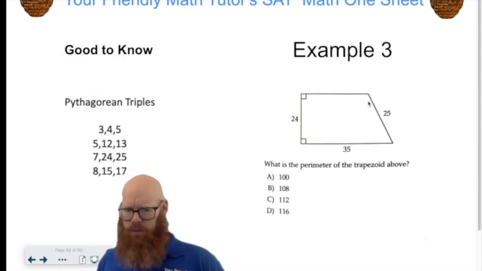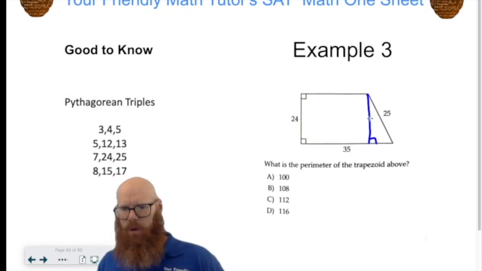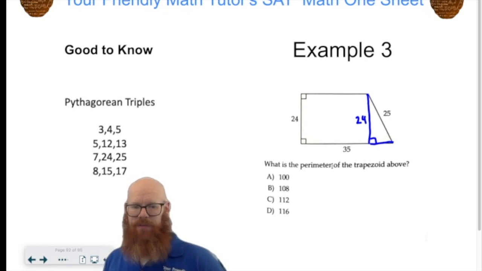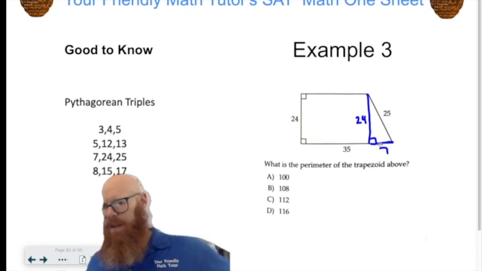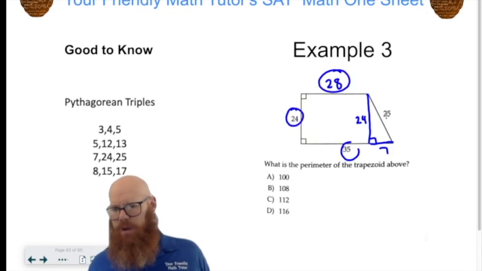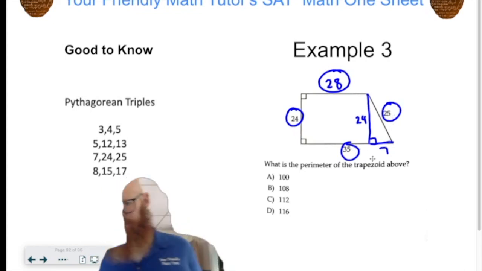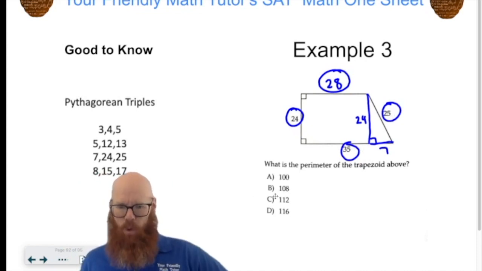The way we're going to do this one, we want the perimeter of the trapezoid, so we're going to drop an altitude here. If this is 24, then this is 24. Now for this other side, we could use the Pythagorean theorem, but it's easier if we know that it's 7, 24, 25, which makes this 7. And if this part's 7, 35 minus 7 is 28, so that gives us this part. Now the perimeter is just 28, 24, 35, and 25. Notice this 35 includes this 7, so I did not forget that 7. Then 35 plus 25 plus 24 plus 28 gives us 112.